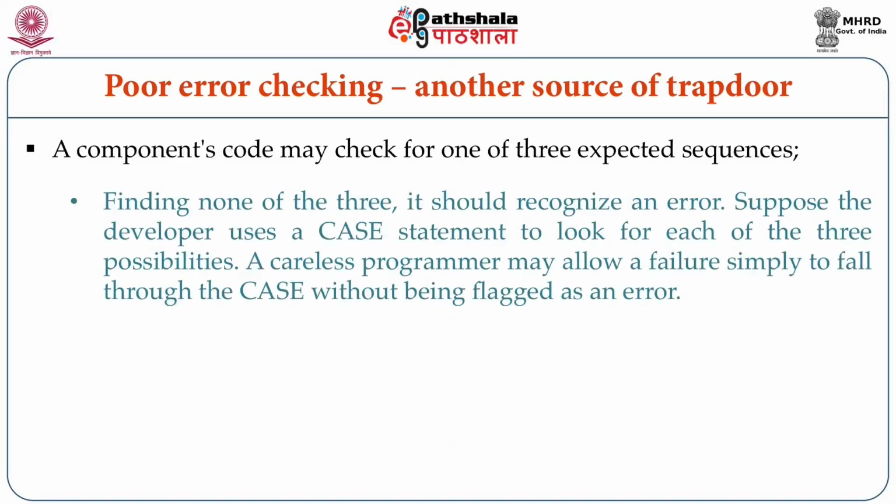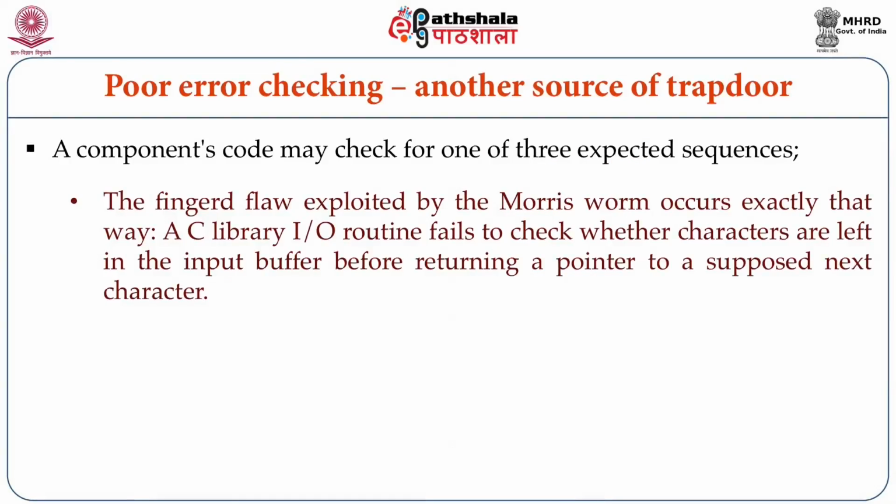A component's code, if we have written code for any component, it checks for 3 expected sequences. Out of this, if it finds one, it recognizes it as an error. Suppose a case statement looks for each of the 3 possibilities. A careless programmer may allow a failure simply to fall through the case without being flagged as an error. So if we have written a case statement with these 3 options, 1, 2 and 3, and if our input does not match any of the 3, then a default case is executed, but the programmer does not show an error that the value is not what has been expected. The fingered flaw exploited by Morris occurs exactly that way. A C library input-output routine fails to check whether characters are left in the input buffer before returning a pointer to a supposed next character.